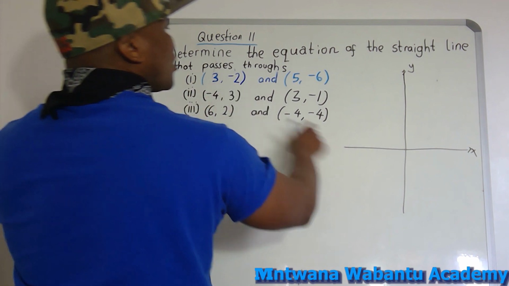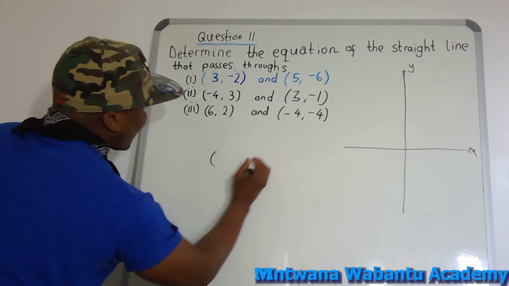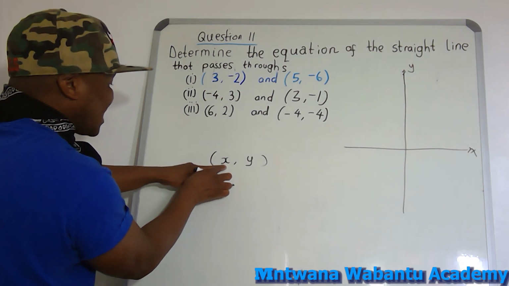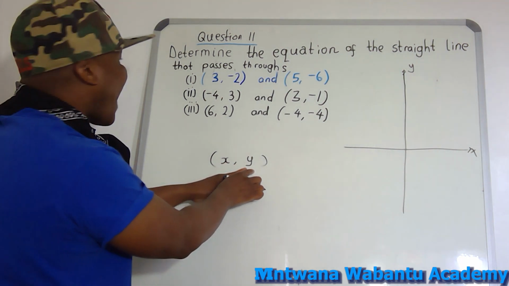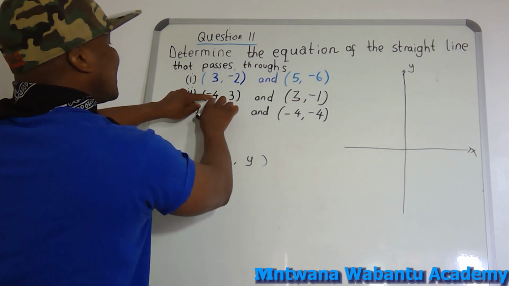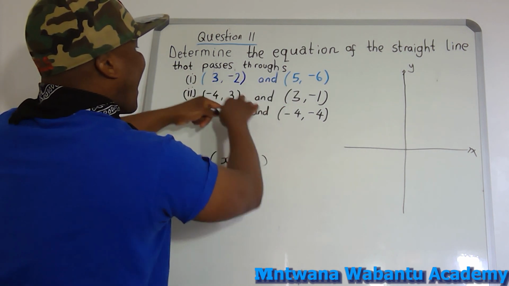(3, -2). Whenever you have any coordinates, the first one is X and the second is Y. It means the first coordinate always represents X and the second coordinate represents Y. So now if they say 3 and -2, the 3 is X, and the second one is Y.